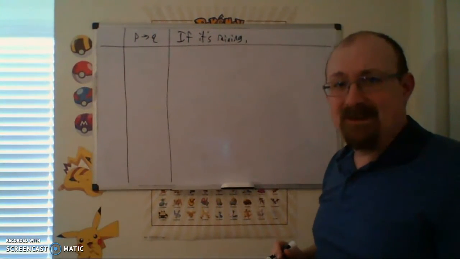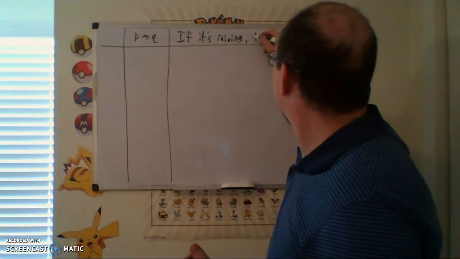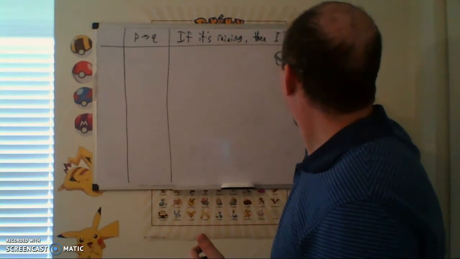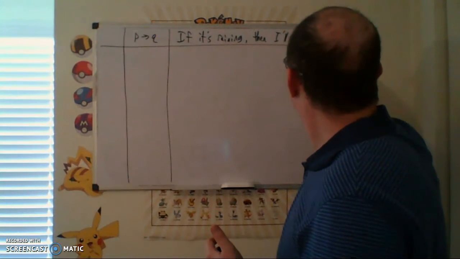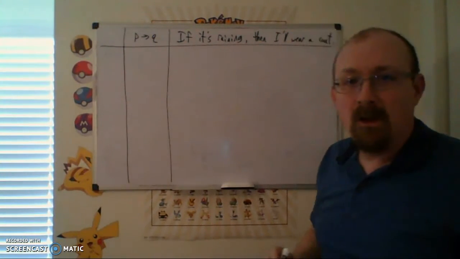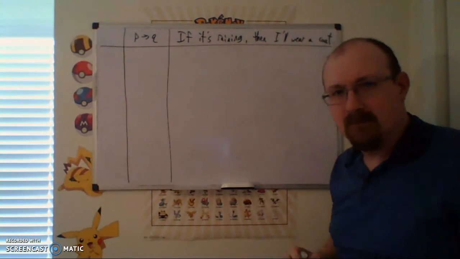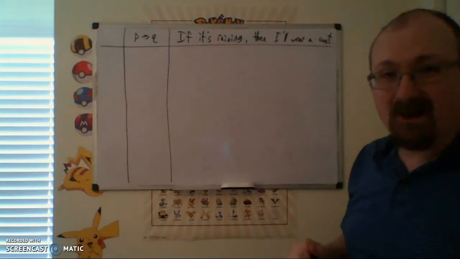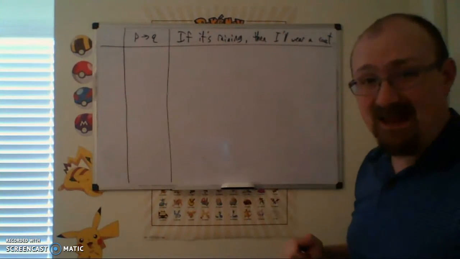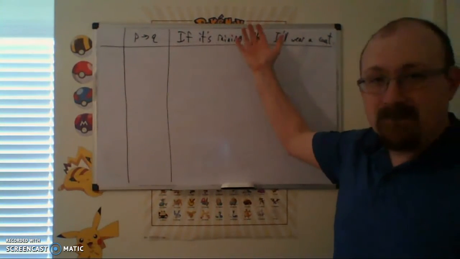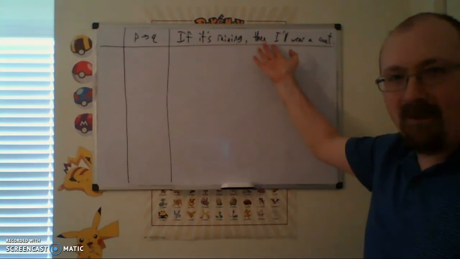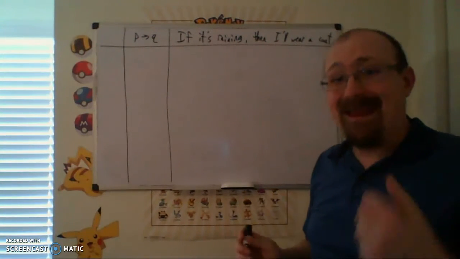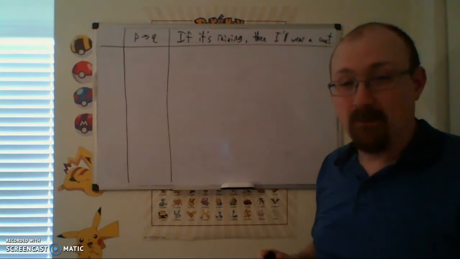So my example sentence here is, if it's raining, then I'll wear a coat. So if it's raining, then I'll wear a coat. I apologize for trying to squeeze the handwriting in there. But so we've got the standard if P then Q example. Hopefully that makes sense. So there are three main variations of the conditional that I want to focus on.